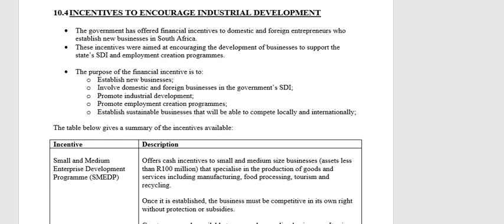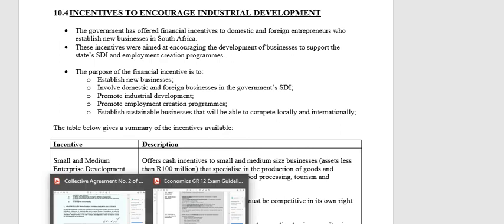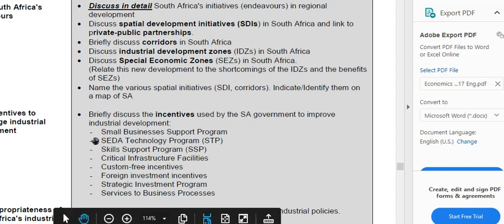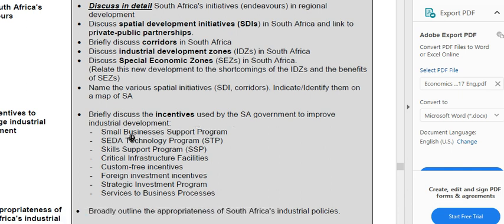This lesson we're going to focus on the incentives that the government offers to businesses to encourage industrial development. Now, again, if you look on your exam guideline, it says briefly discuss the incentives used by the SA government to improve industrial development. We're going to look at the SBSP, okay, Small Business Support Program.